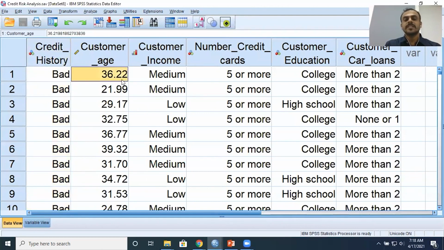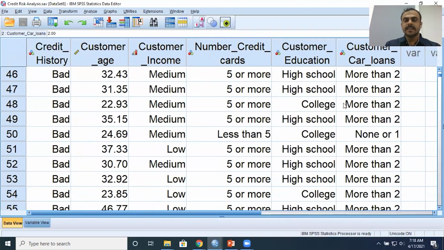His age is around 36 years, medium salaried person. He has around 5 or more credit cards, right? He has done his college, and the number of car loans that he has is more than 2, right? Second individual is a lot younger than the first one. He's around 21 years, middle income person. He has 5 or more credit cards, finished his college, and he has more than 2 car loans, right? You may be seeing only bad credit risk.